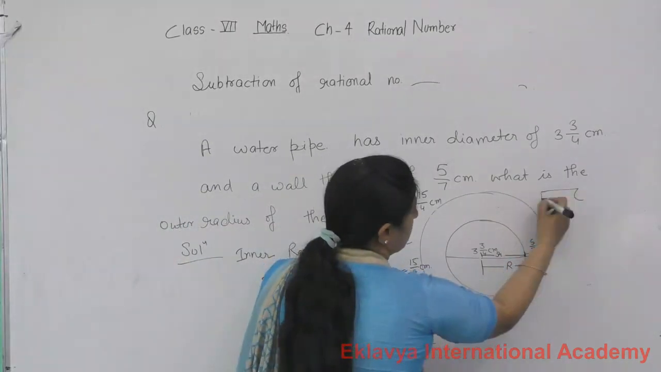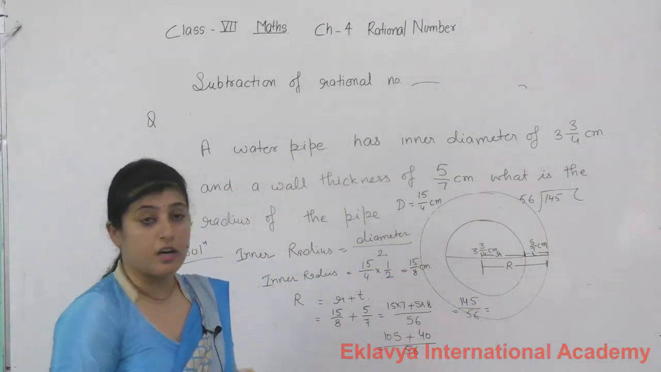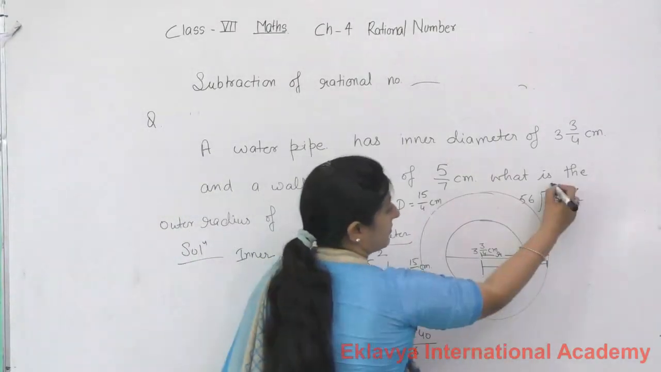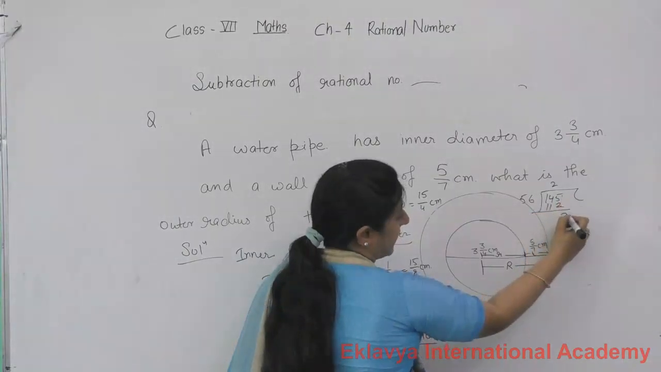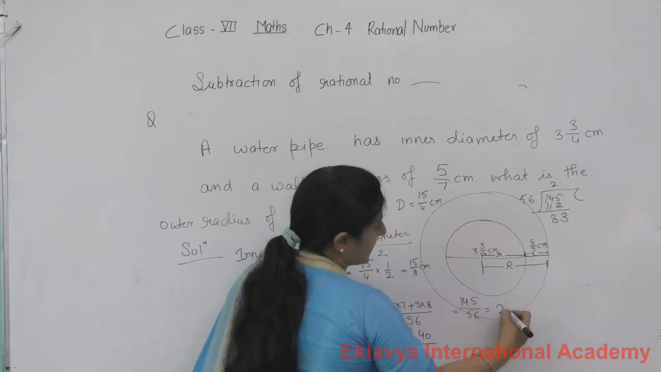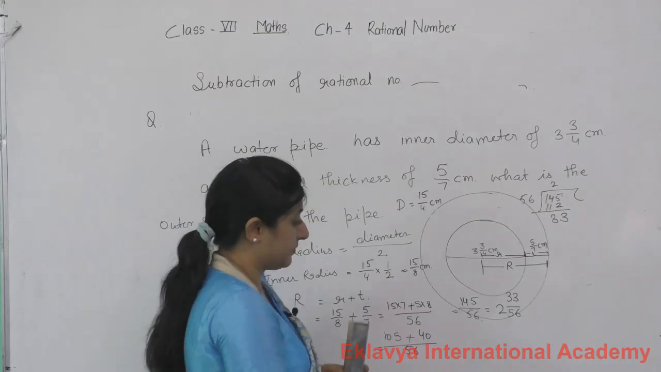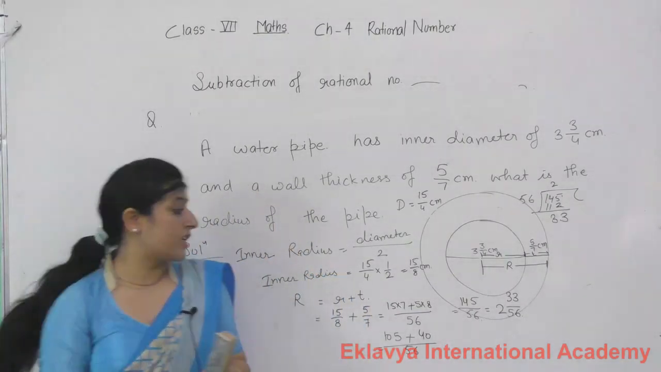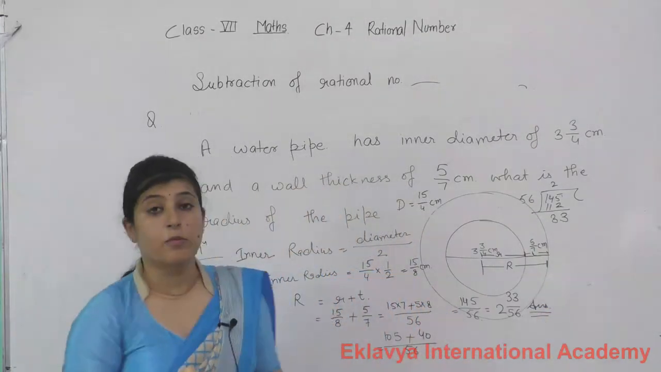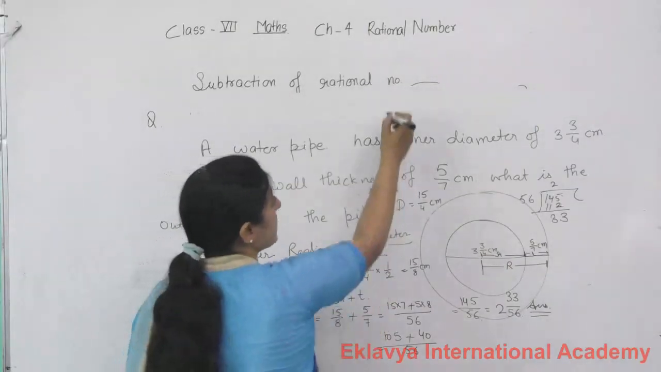Do the mixed form, that is 145 divided by 56. 56 twos are 112. 5 minus 2 is 3, 4 minus 1 is 3. That is 2 and 33 by 56. So this is our answer. This is how we solve statement problems. Okay students, now your 4.2 exercise is complete.